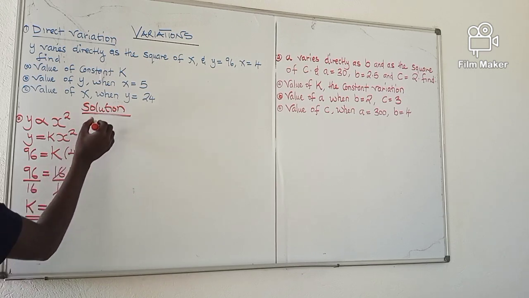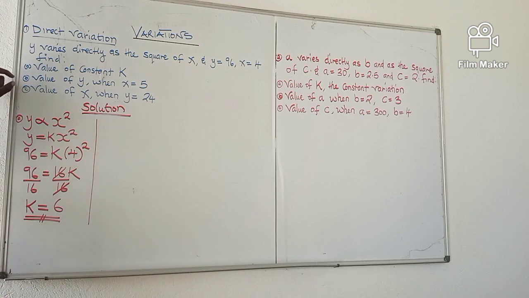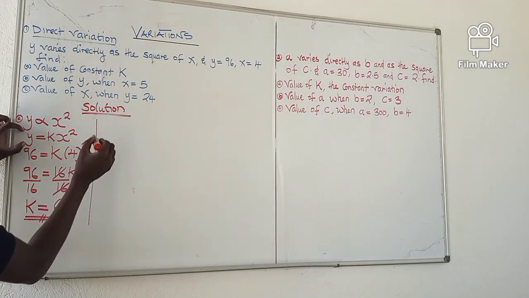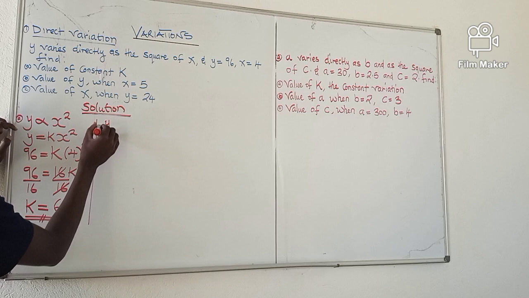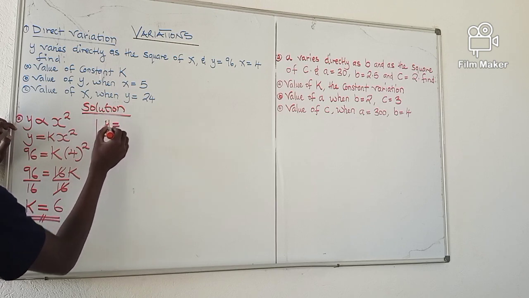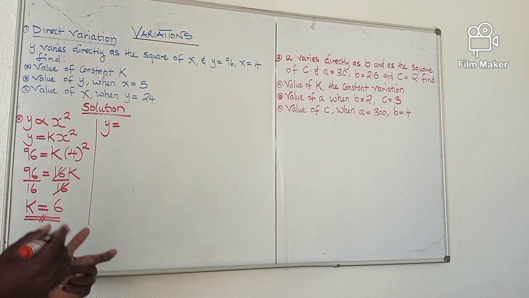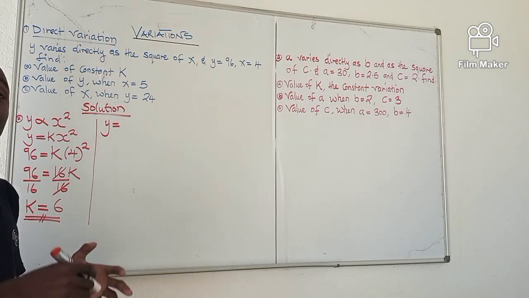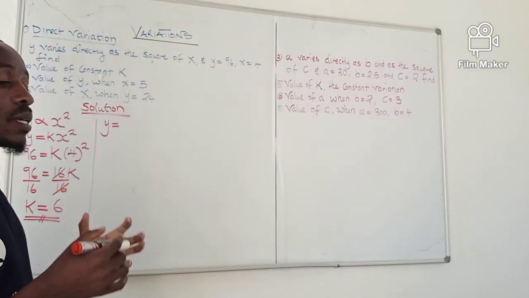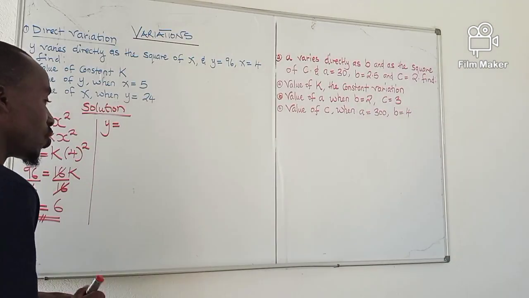Let's go to the next one. Part B: find the value of y when x is equal to 5. We're using the same equation that we have in the formula. So y is equal to, where there is a k, since we have found the value of k, which is 6, you will replace it with the 6 that you have found.